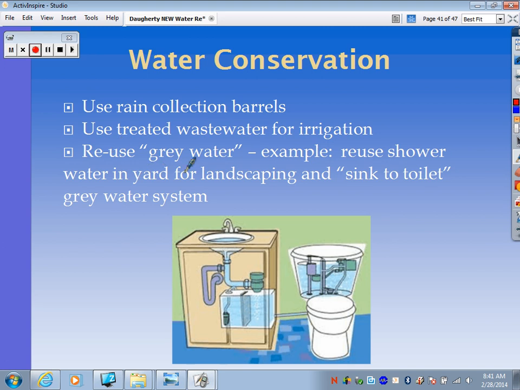They sell all these systems where you can reuse gray water within your own home. Gray water would just be water that has been barely contaminated with soaps and that sort of thing. So water coming from your sink would be considered gray water. Water from your shower would be gray water. An example of this is you could reuse shower water in your yard for landscaping, and they also create these sink-to-toilet gray water systems. Again, you've washed your hands with soap and water. This is gray water. It would collect in a tank, and that sends it over to your toilet, because who cares what kind of water is being used in your toilet? So you just get your leftover sink water as toilet water.